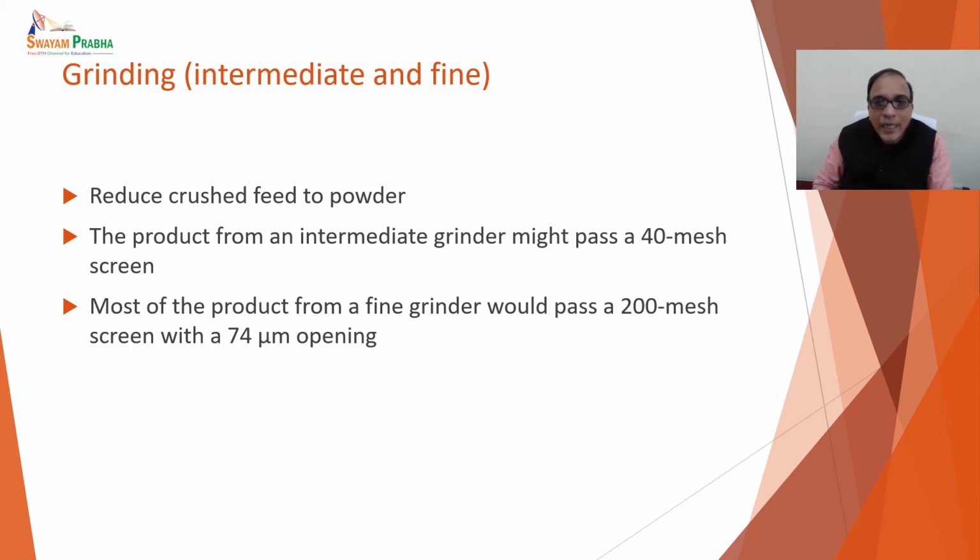Now moving to the grinding. Grinding is intermediate and fine. It reduces the crusher feed to powder. The product from an intermediate grinder might pass a 40 mesh screen. Most of the product from a fine grinder would pass a 200 mesh screen with a 74 micron opening.